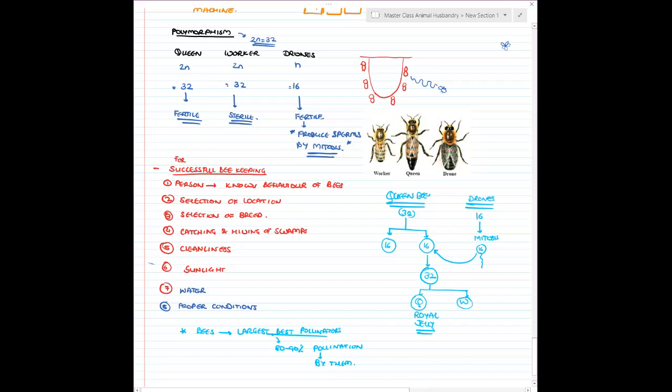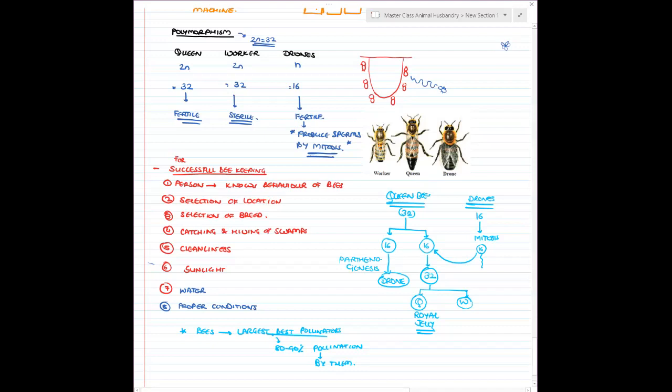But now, guys, let's say we have this 16. If this remains unfertilized, then this directly converts into a drone. And what is this process where it directly converts? This is known as parthenogenesis. Parthenogenesis means without fertilization. So without fertilization, it is going to convert into your drone.